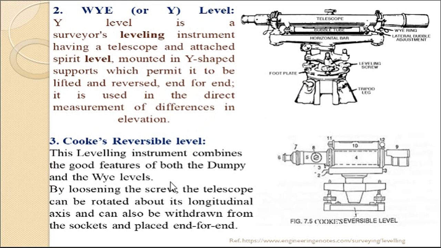Next one is Cook's reversible level. This leveling instrument combines the good features of both the dumpy and Y level. By loosening the screw, the telescope can be rotated about its longitudinal axis and can be withdrawn from the sockets and placed end for end. Means it combines the features of both dumpy and Y level. These attachments allow us to separate the telescope and shift it from end to end without shifting or changing the instrument.